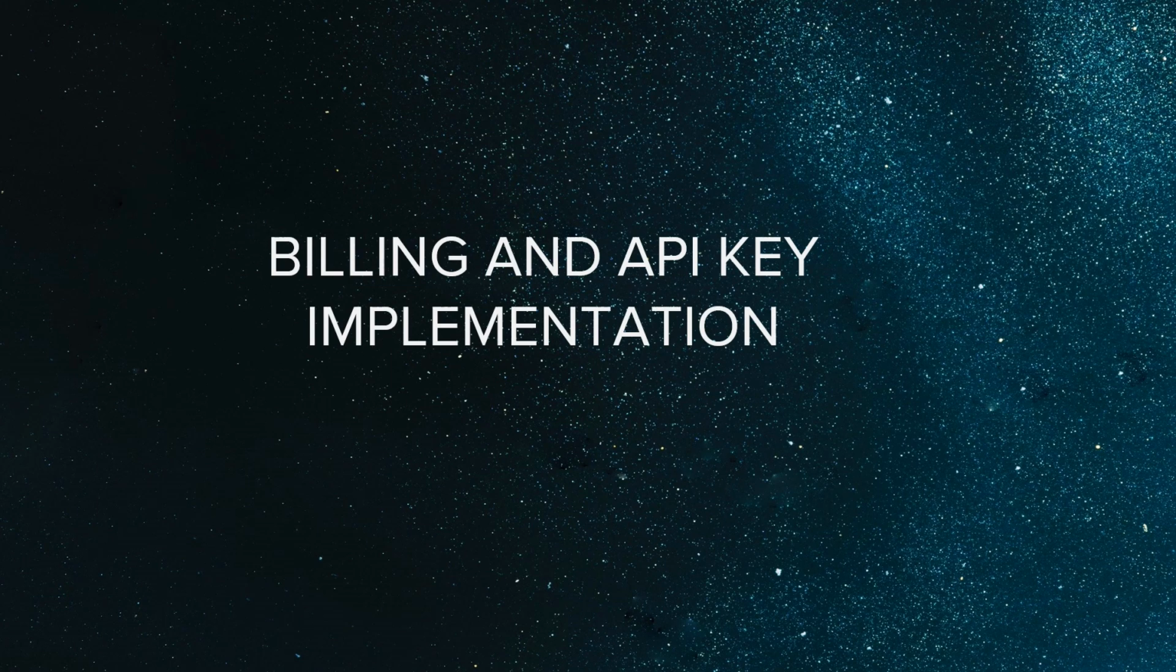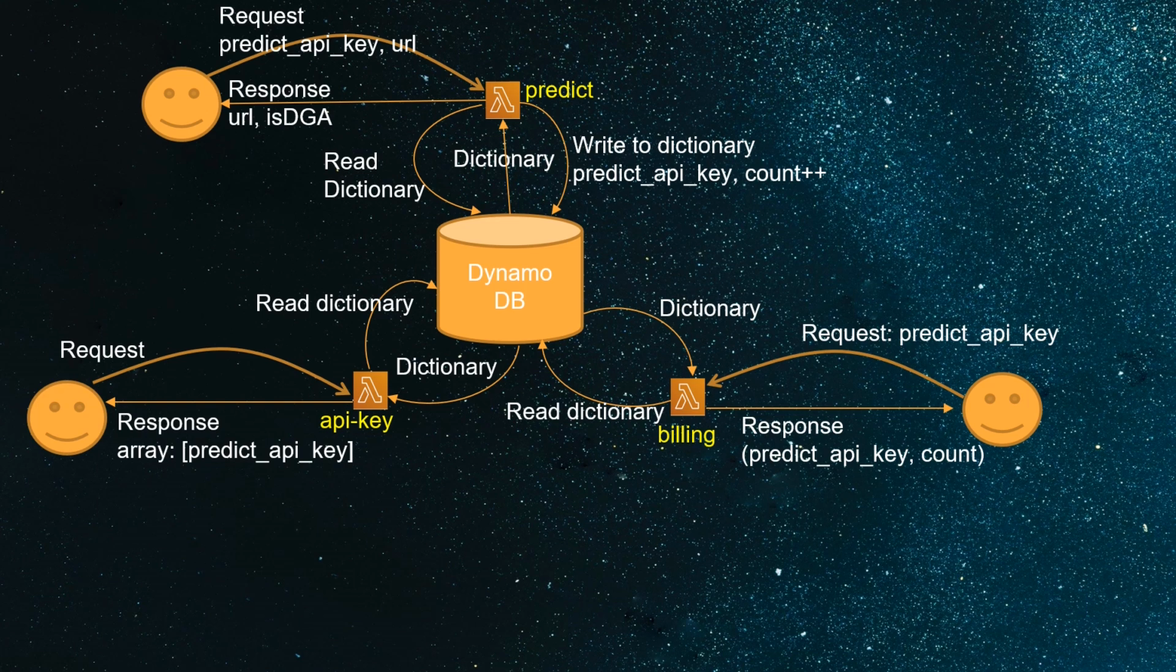Now we will look into our billing and API key implementation. We implemented the billing API using two endpoints backed by one AWS Lambda that writes to our DynamoDB. We did not use the inbuilt AWS billing functionality since it has a 24 hours or more lag time.